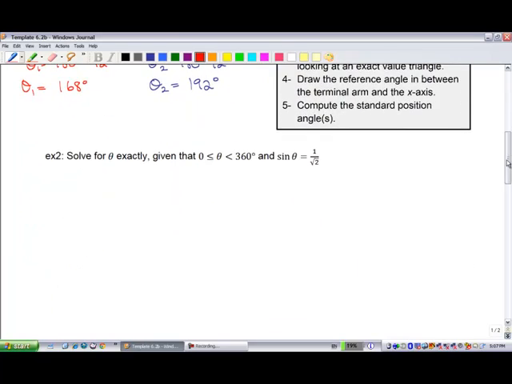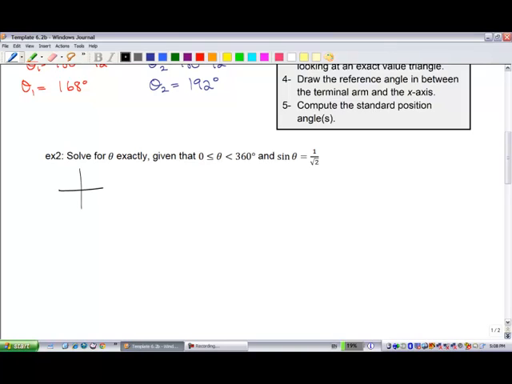We could do the same thing with an exact value type question. In this case, when sine theta equals 1 over root 2, it's actually a little bit easier because we don't need to use our calculator. We can just look at an exact value triangle. So if you want, why don't you hit pause there and try to give this one a try.